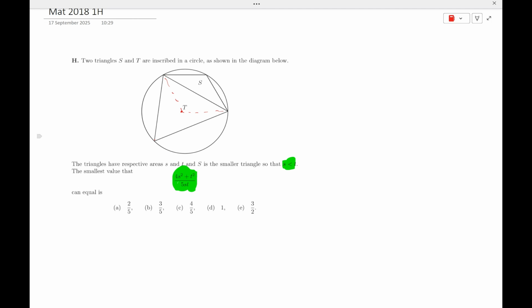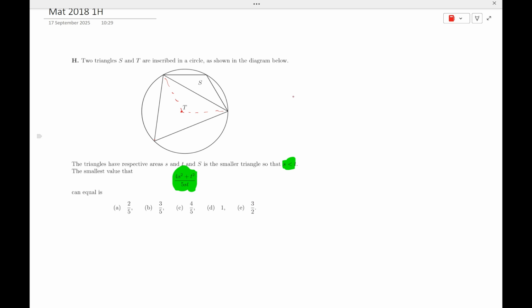Often when you've got algebra with squares, and you can do some sort of factorization or completing the square, which allows you to minimize. And also we know, of course, that S and T are both positive as well, which is going to help.